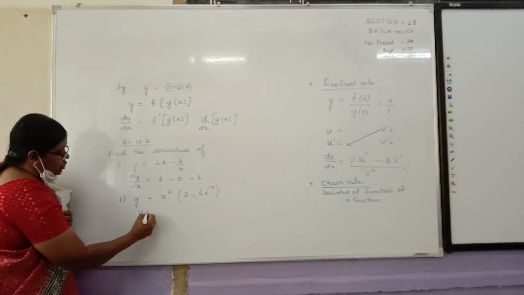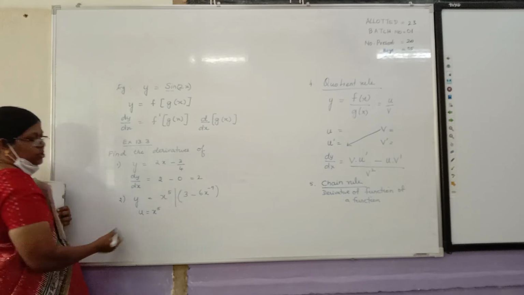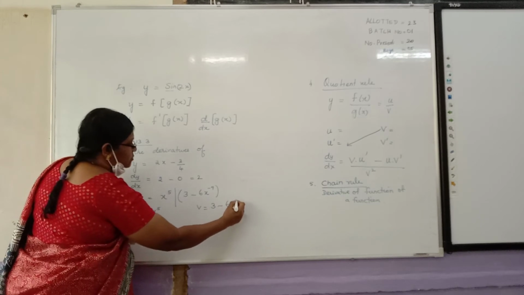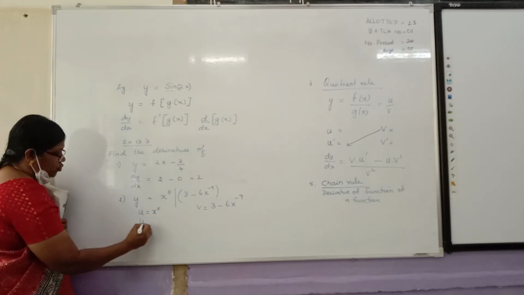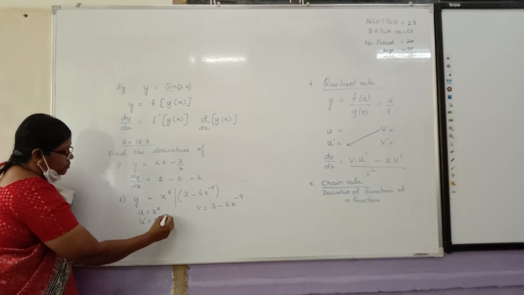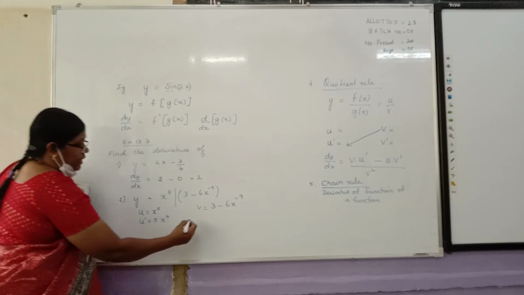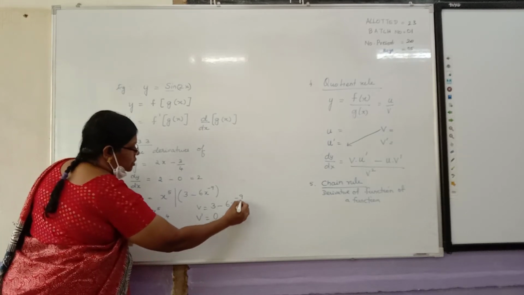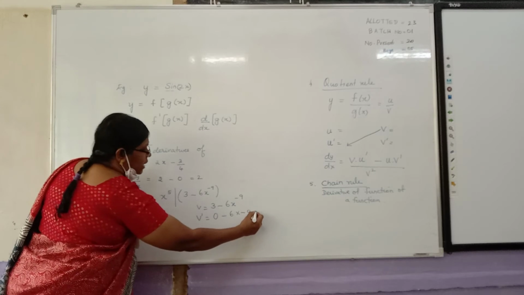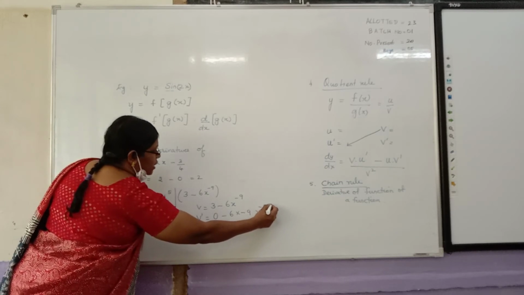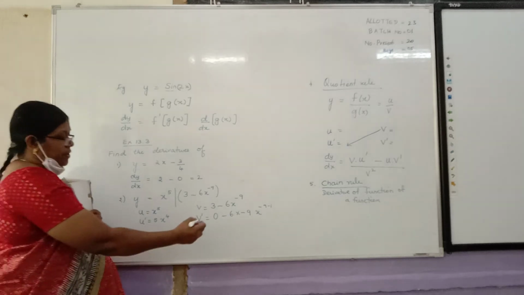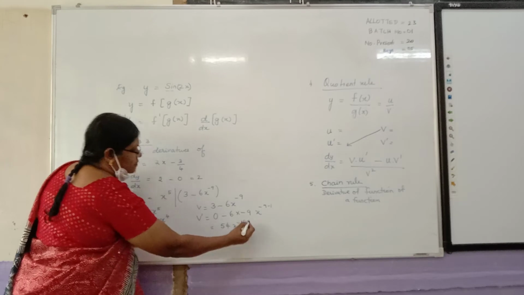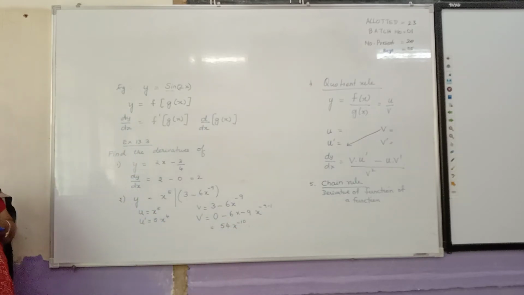So u equal to x power 5. This is one function. V is 3 minus 6 x power minus 9. So your u dash is 5 x power 4. Then v dash is 0 minus 6 into this 9 will come down, no? Minus 9 x power minus 9 minus 1. So the answer will be 54 x power minus 10. Cross multiply.